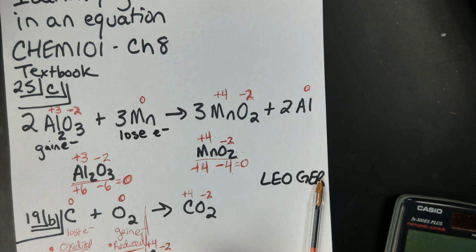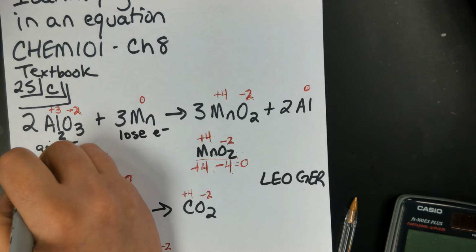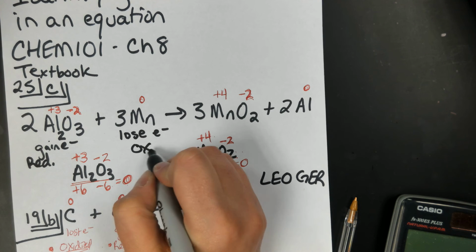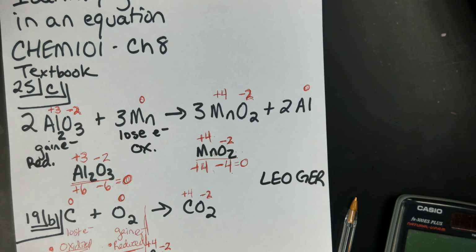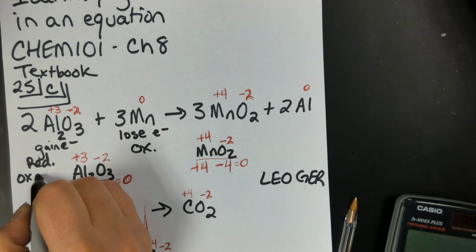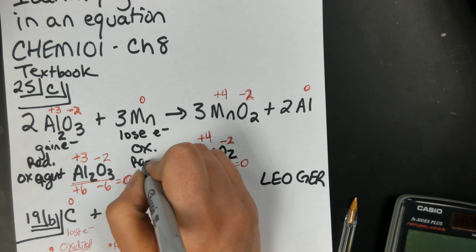So, by the rule LEO says GER, gain electrons reduced. So this was reduced. This was oxidized. So this must be the oxidizing agent. I can spell agent, and this must be the reducing agent.